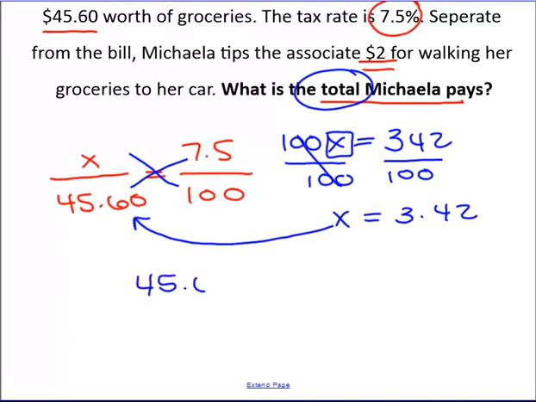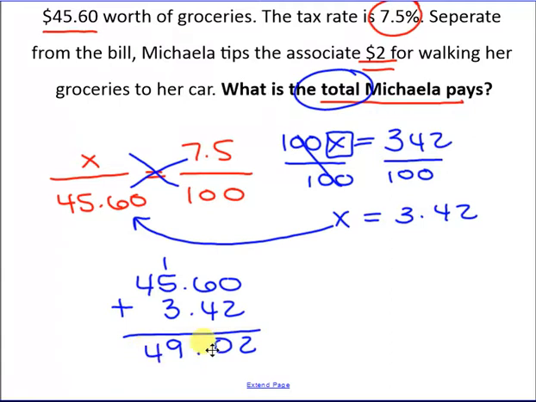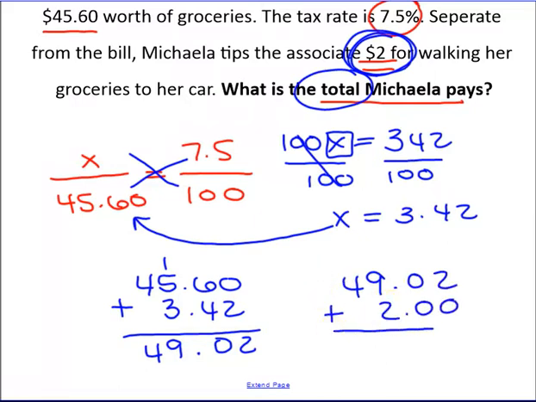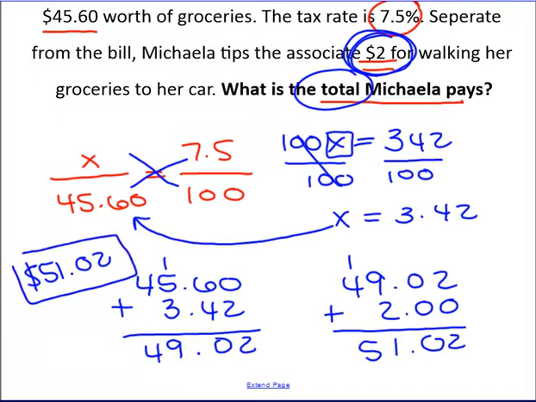So 45.60 plus 3.42 is $49.02. Now, I'm going to add on this $2 here for the tip. So $49.02 plus $2 extra for the tip. Her total cost is going to be $51.02 for her grocery trip.